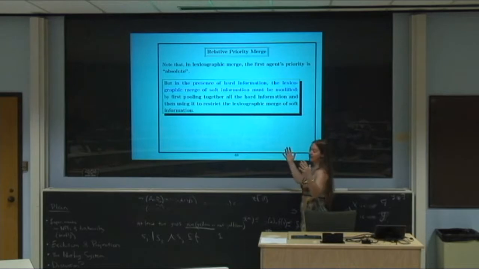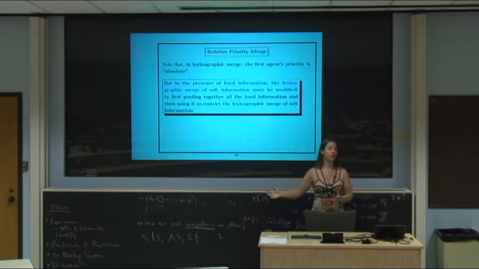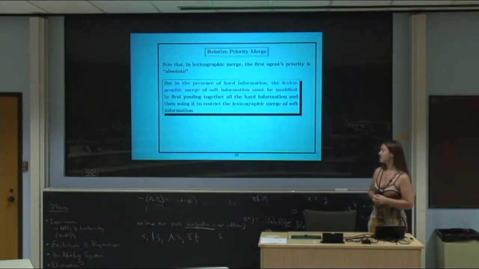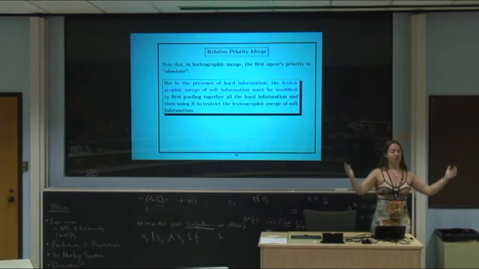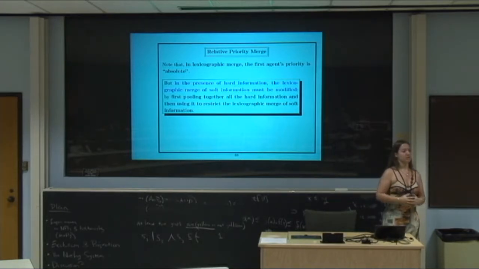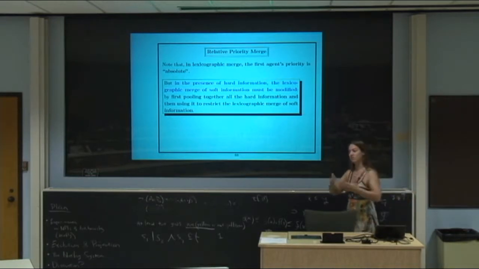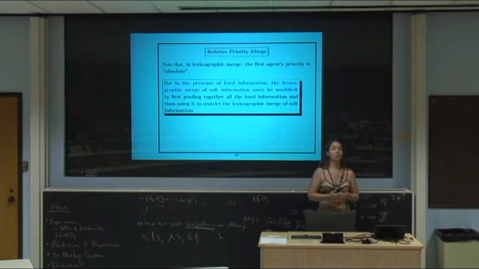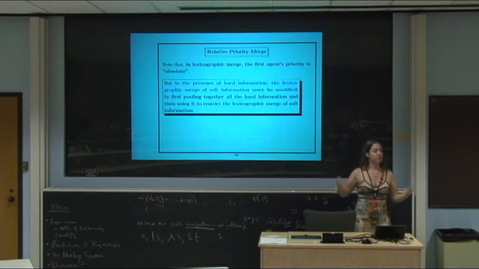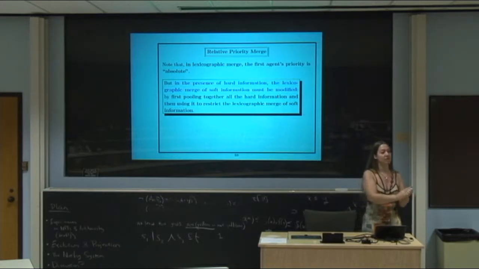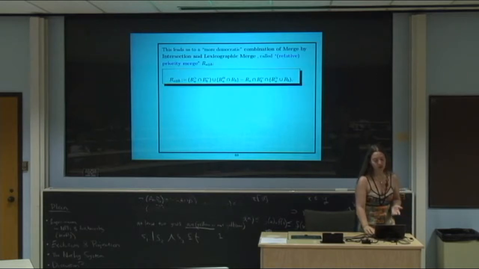Now, what we call the relative priority merge is the one in which we look at the setting in which we have both hard information, so both knowledge and beliefs of the agent. In the presence of hard information, the lexicographic merge of the previous setting has to be modified. First we pull together all the hard information of the agent. So first we look at what they really know, the things that are consistent with each other. And then we merge that, and for that we use the merge by intersection. After that, everything else that's left to be merged, for that we use the lexicographic merge, and we have to give the priority to one of the agents in the group following the hierarchy. Right? So what we call relative priority merge really is a combination of the intersection and the lexicographic merge.